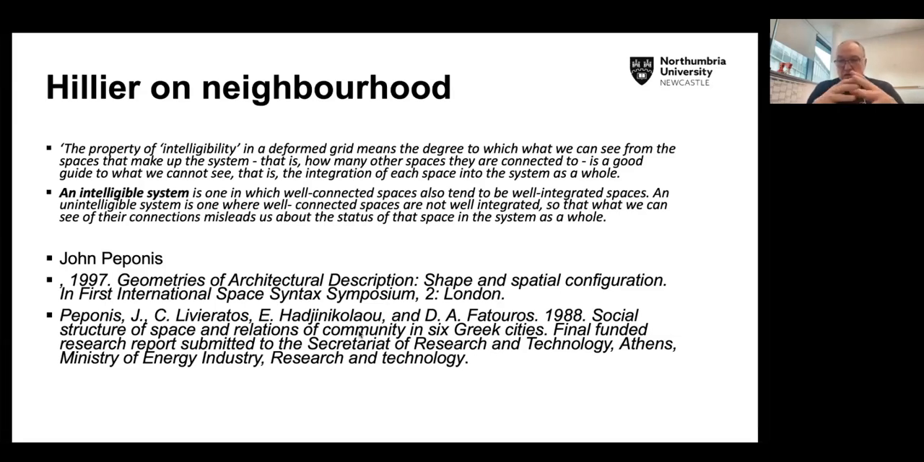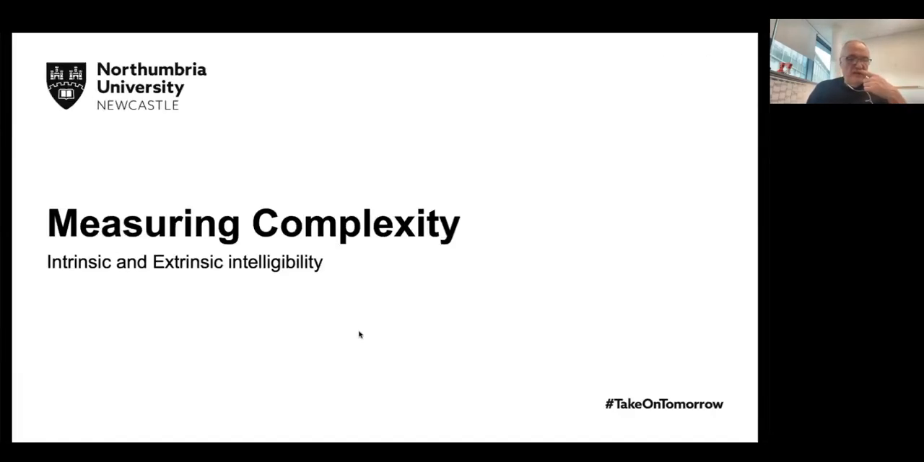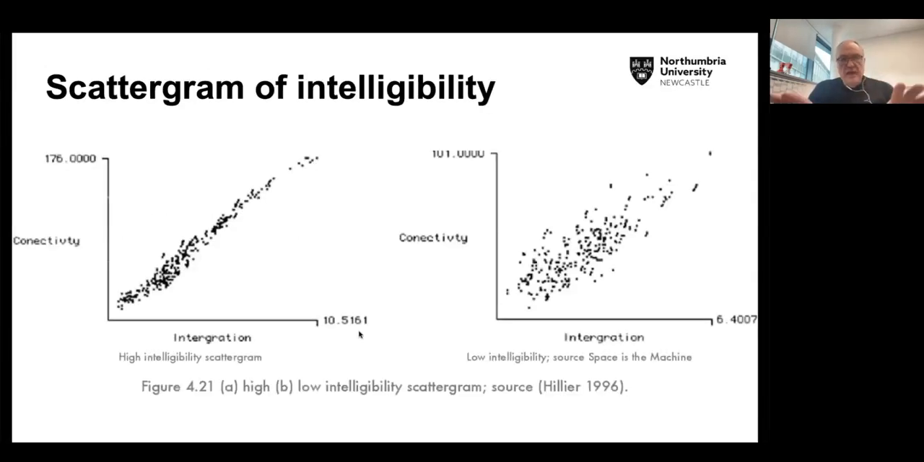Now, for those of you that don't know, intelligibility was originally one of those ideas that emerged as a way of explaining why dysfunctional housing estates were so hard to predict with space syntax. So let me just show you. I'm not too sure how many of you know about intelligibility, but forgive me for insulting your intelligence.